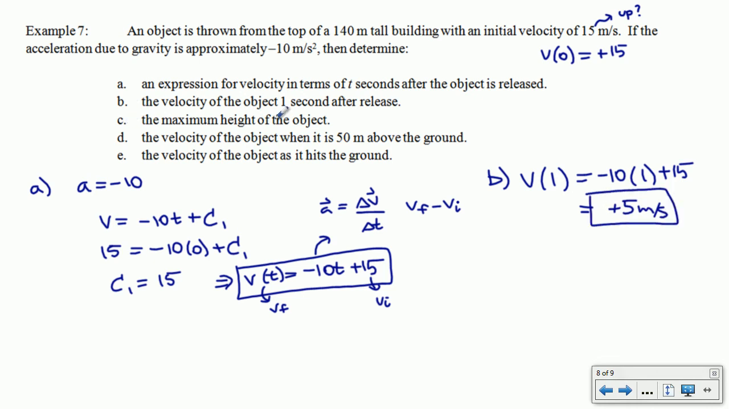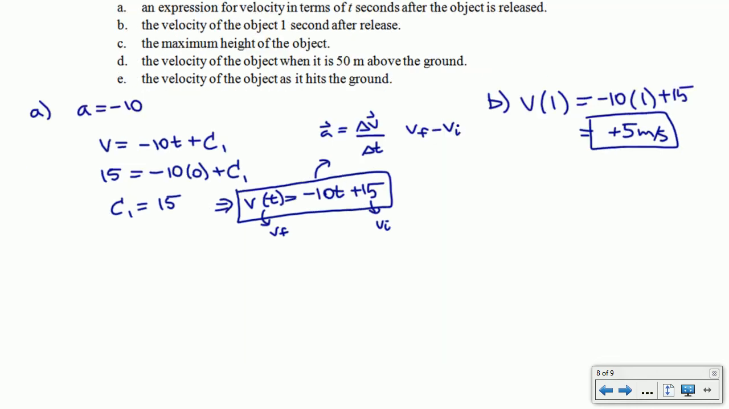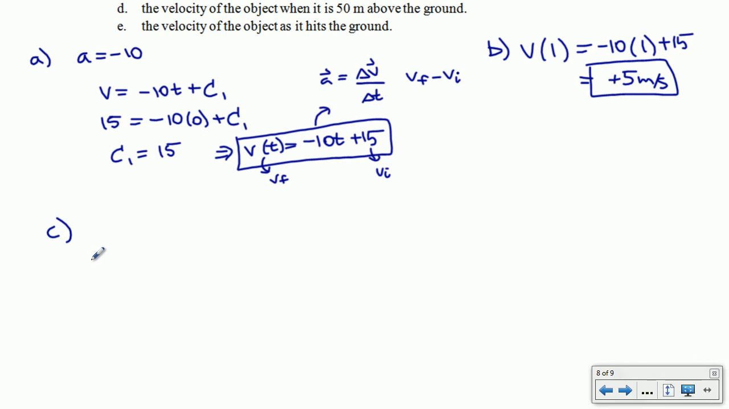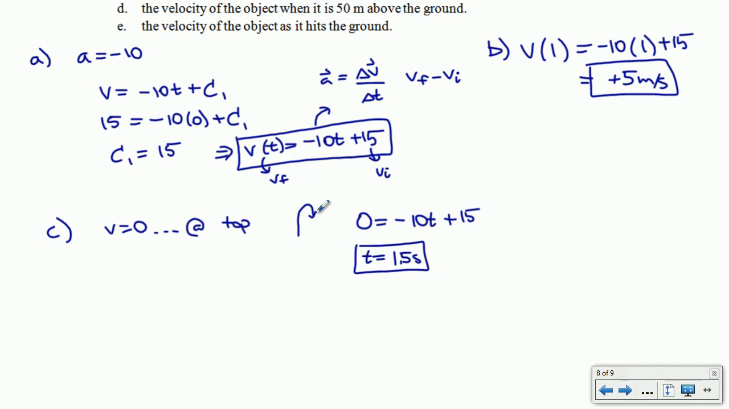Next we need to determine the maximum height of the object. So the maximum height happens when v equals 0 momentarily at the top before it starts going back down again. So first, v equals 0. We have an expression for v already, negative 10 times t plus 15. We can solve for t, and t equals 1.5 seconds. So when t equals 1.5 seconds, the speed is going to be momentarily 0 at the top.